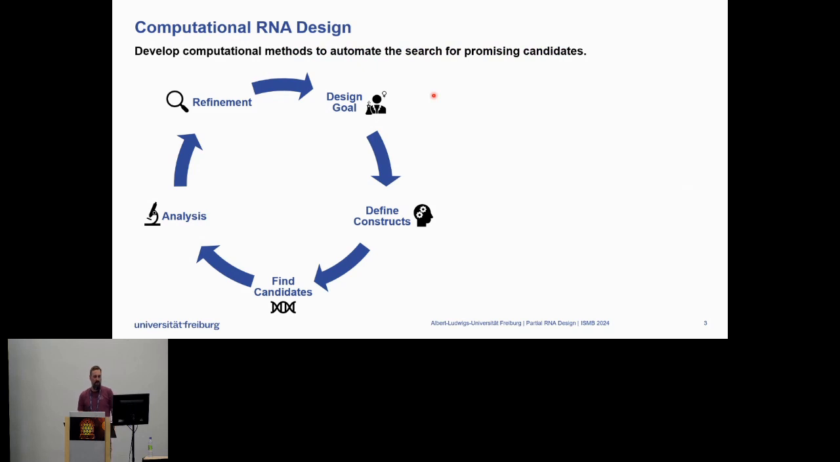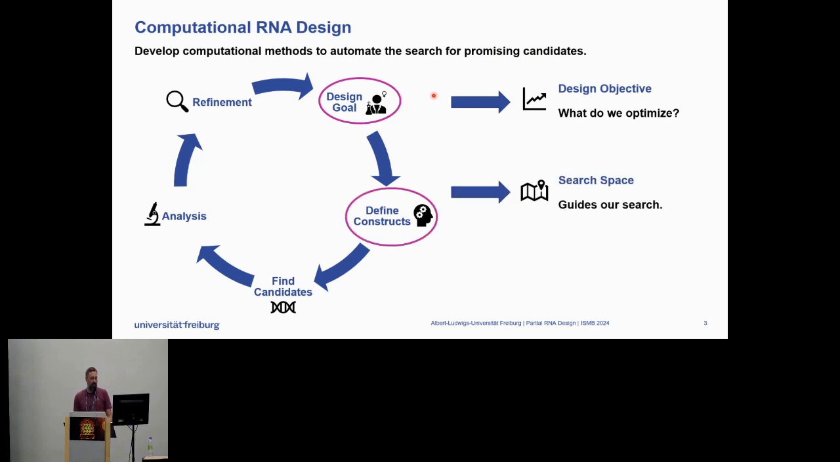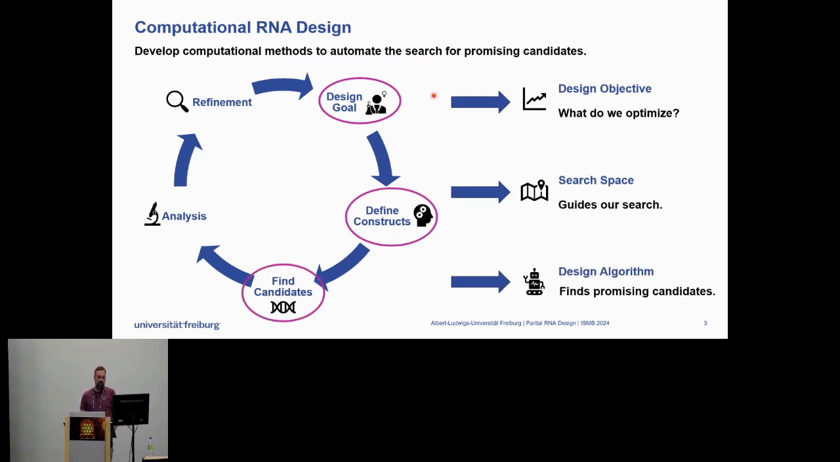Now, computational RNA design means that we would like to develop a computational method that helps us to automate the process of finding promising candidates. And to do so, we typically translate the design goal into a certain objective that we would like to optimize. We can use the defined constructs to define a search space that helps us to guide our search. And finally, of course, we need a design algorithm to find promising candidates.